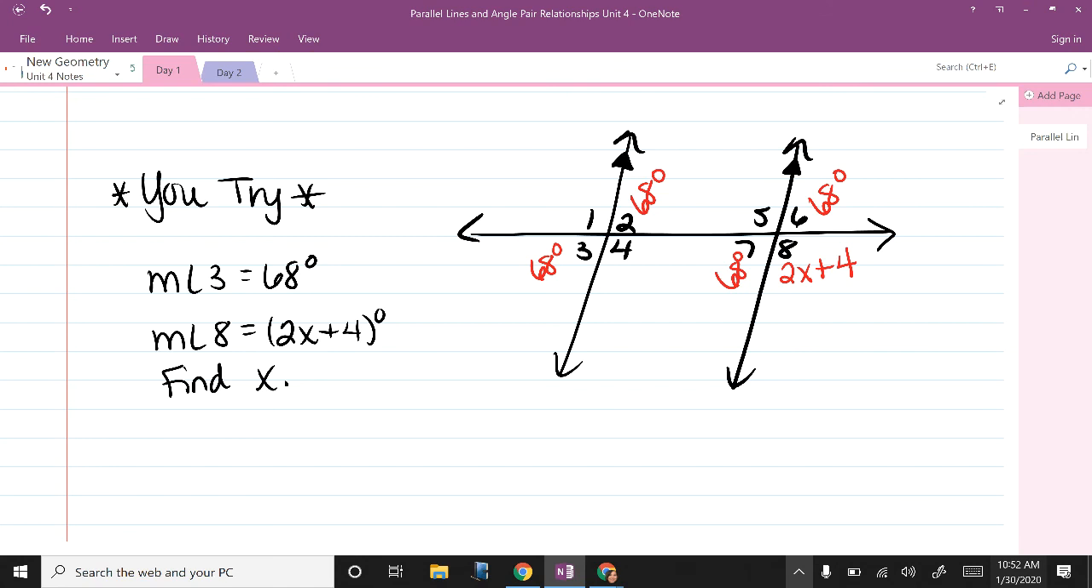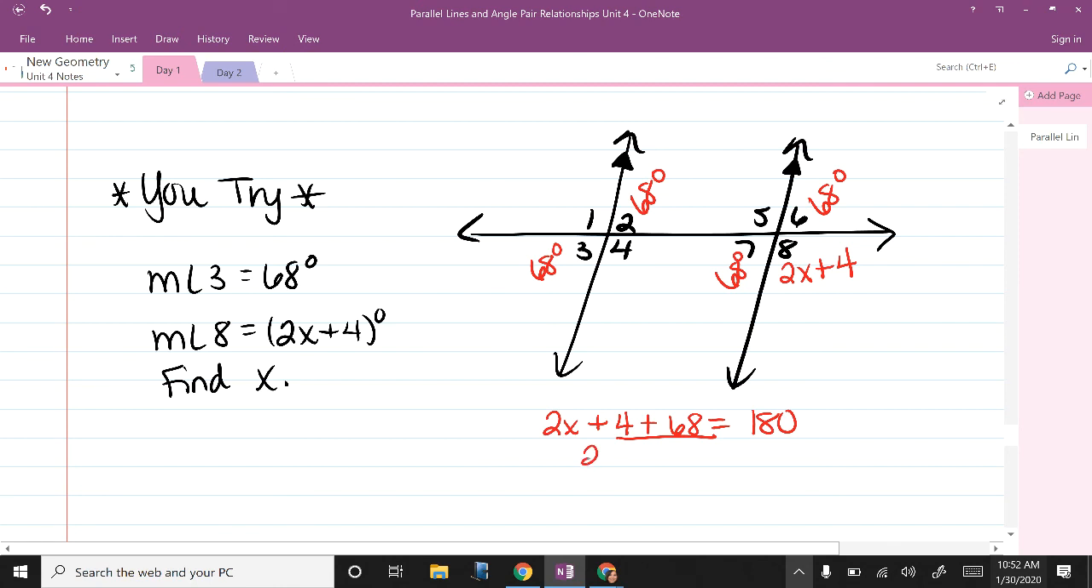Does anybody have something different, a different way that they thought about it? Did y'all do it one of our two ways? Okay, good. Good job. So I'm going to do 2x plus 4 plus 68. Oops, I forgot my 4, didn't I? 2x plus 4 plus 68 equals 180 degrees. Those are like terms, right? So that's going to be 2x plus what?